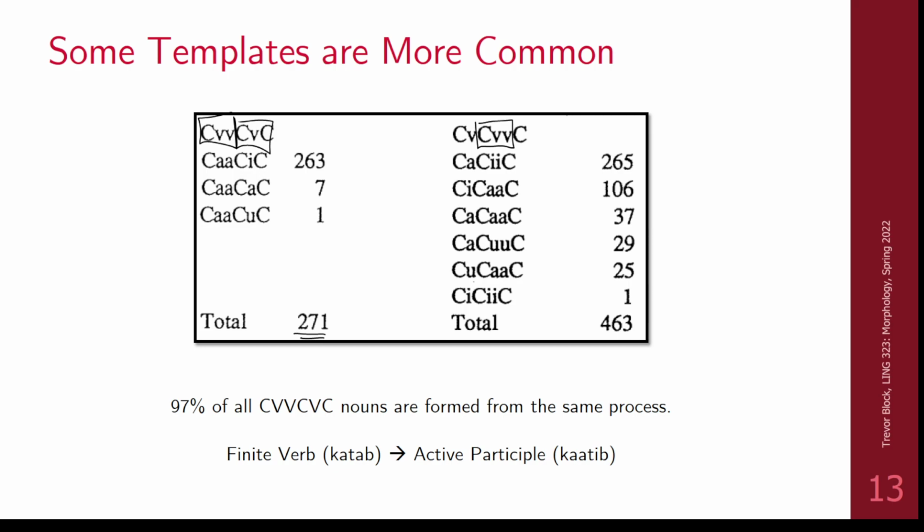What's interesting too is that this is less common, and most of these forms are derived from another form. So the CVV form, katib, the active participle, comes from the finite verb katab. So these forms are mostly derived forms, while these are actually roots in the lexicon on the right, the CVVC forms.